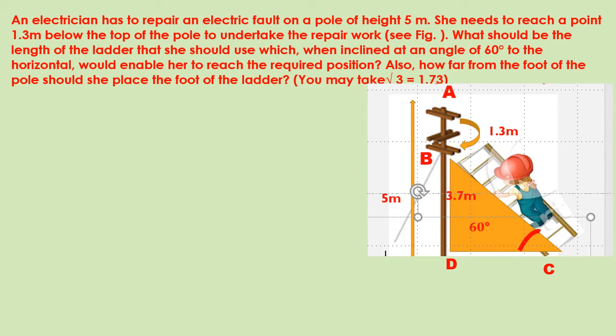An electrician had to repair an electric fault on a pole at a height of 5 meters. It means the height of the pole is 5 meters. Now, which is the pole? It starts from A and its end point is at D, where it touches the ground, and A is the top point. So the height of the pole is AD. She needs to reach a point 1.3 meters below the top of the pole to undertake the repair work.